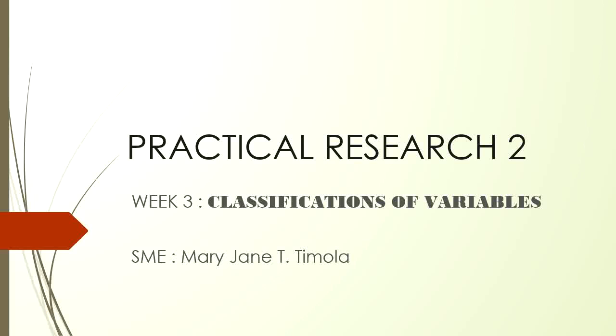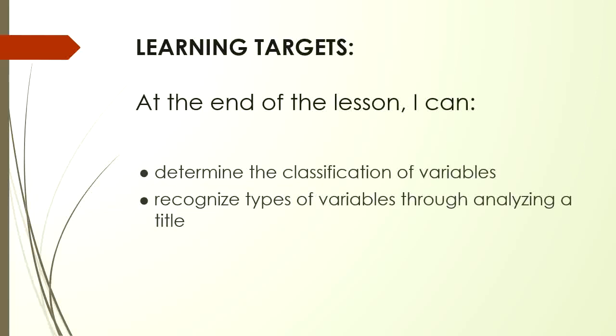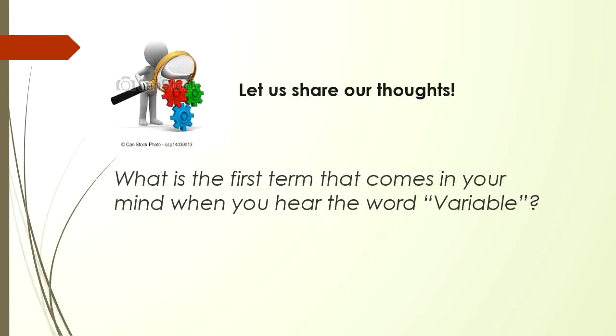Moving forward, this week's topic is on the classifications or kinds of variables. Our learning targets are the following. At the end of the lesson, you will be able to: 1. Determine the classification of variables, and 2. Recognize types of variables through analyzing a title. What is the first term that comes to your mind when you hear the word variable?